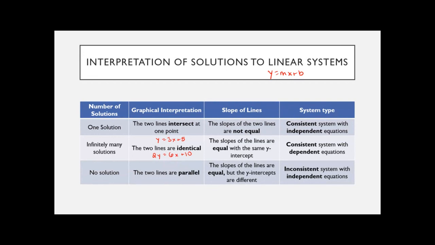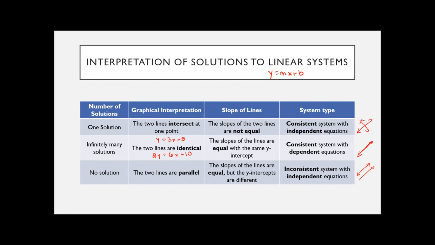Then the other possibility is when we have no solution. And this is when your lines are parallel. So if I just graphically show it: one solution, they have some intersection. Infinitely many solutions, they're just on top of each other. And then no solution, they're parallel lines. Because if they're parallel, they're never going to cross each other, so there's no place for them to intersect. You're not going to have a solution.